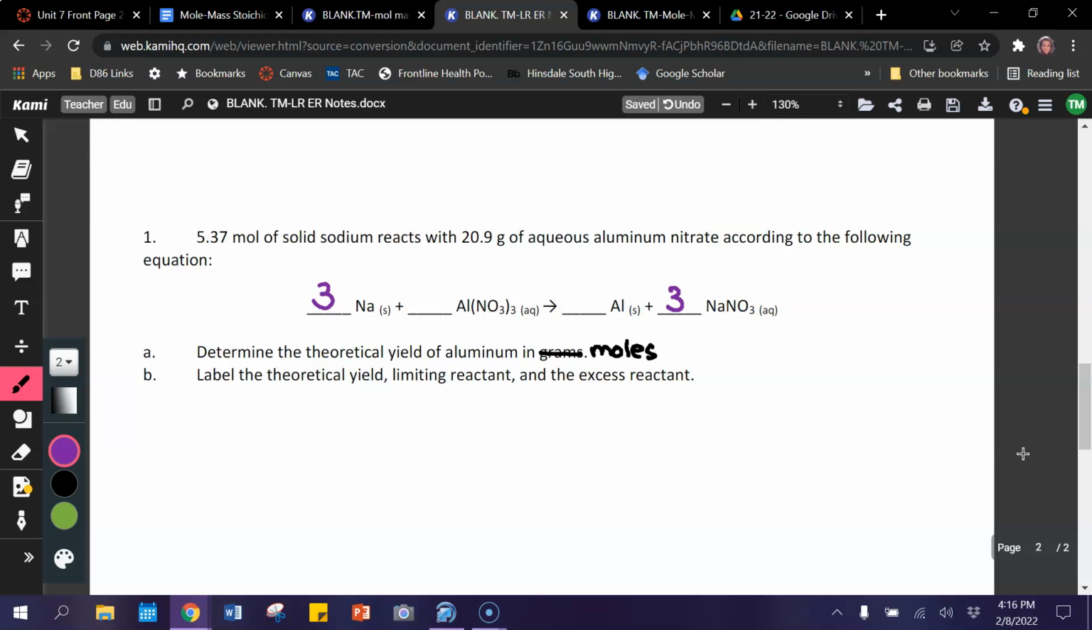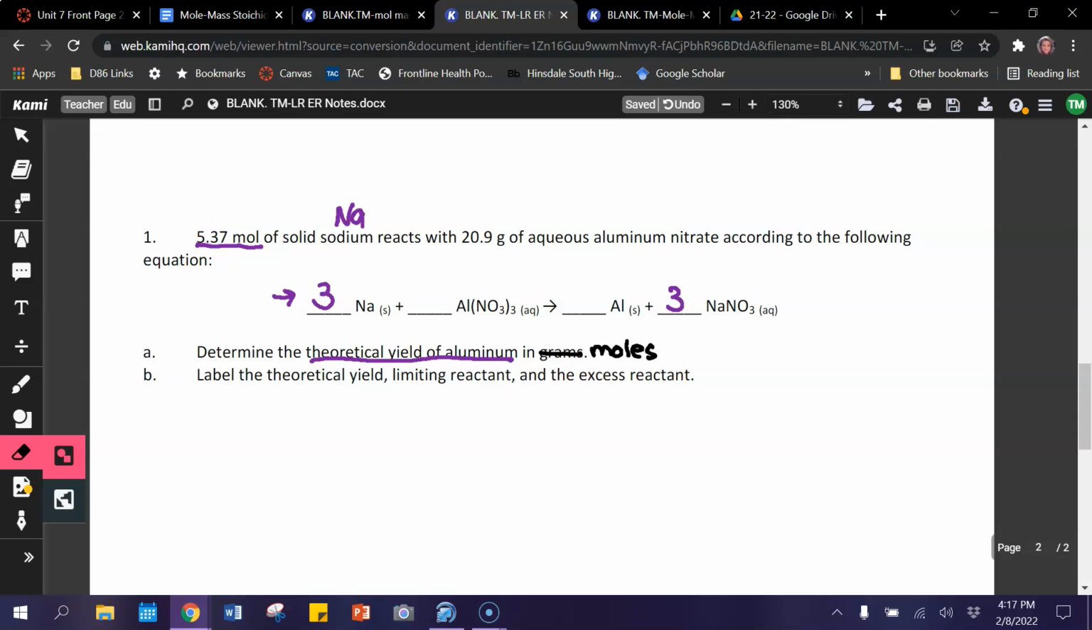So let's take a look back at our problem. We want to figure out how much aluminum in moles we're going to get. But we're also given some other parameters, right? We're told that we have 5.37 moles of solid sodium, which is Na. The first thing we need to do is take a look at our equation. We're given 5.37 moles, but our equation only calls for 3 moles. So we have a lot more sodium than what we need.